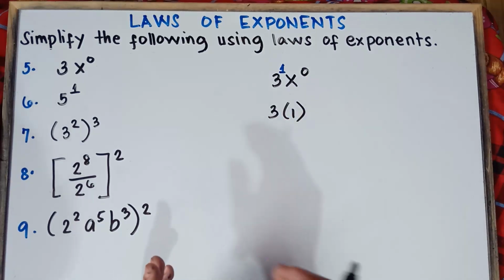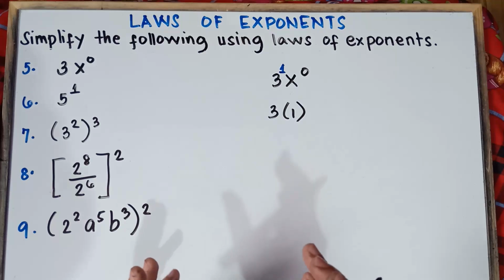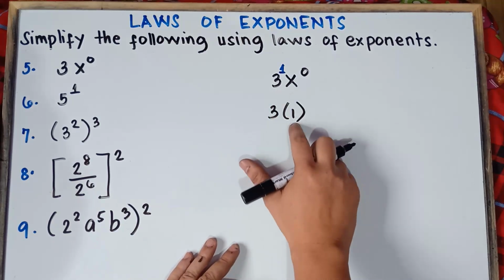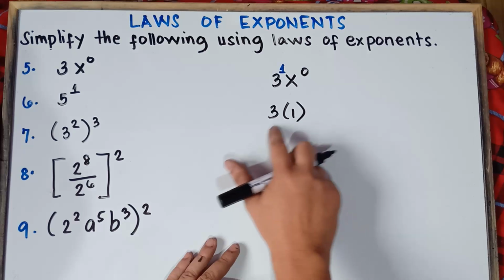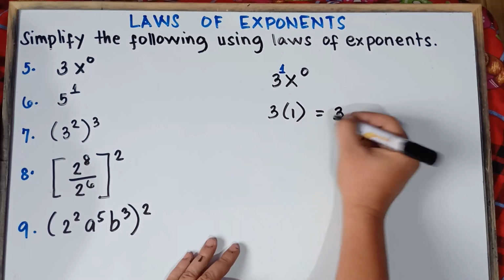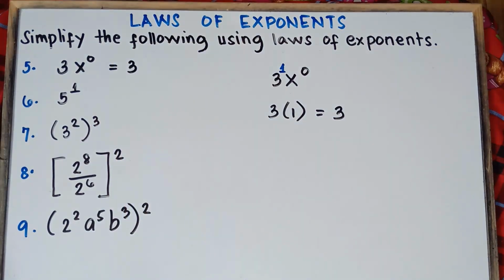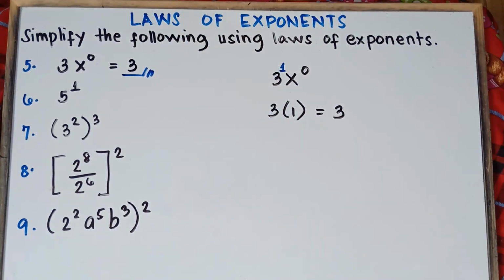So that would be 3 times 1. Once again, if the variable and the number are close to each other, it means multiplication. So 3 times 1. Now, sir, where did you get 1? x raised to the power of 0, the answer is 1. So that would be 3 times 1, and the answer is 3. So therefore, the answer for number 5 would be 3. Okay, once again, just be careful with example number 5.